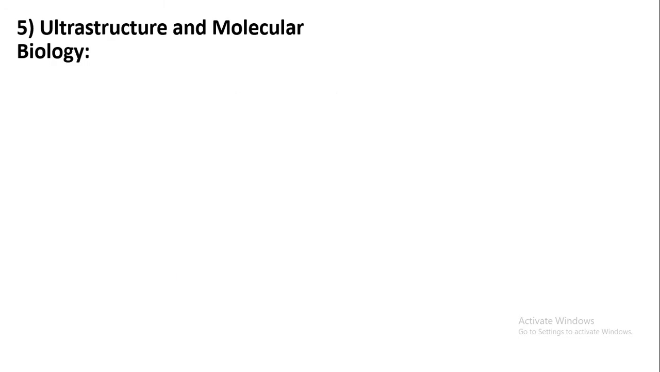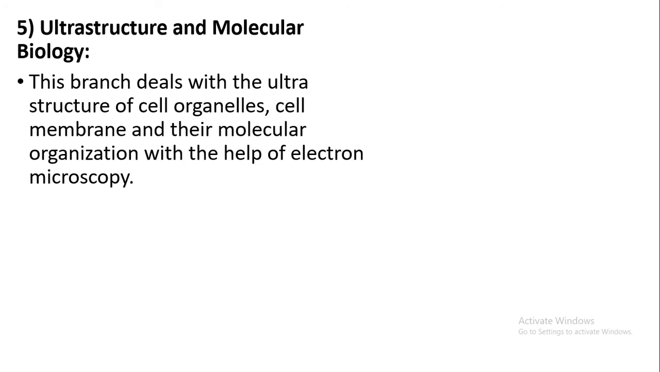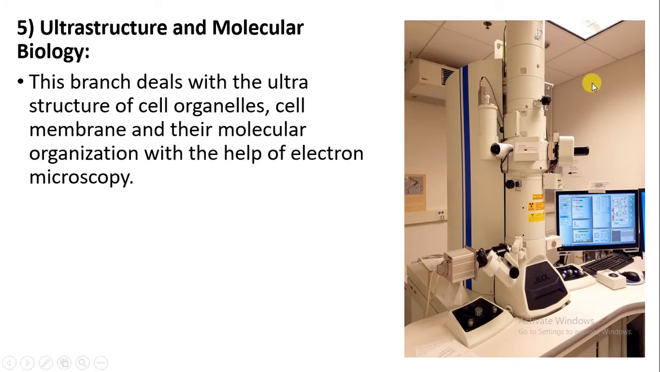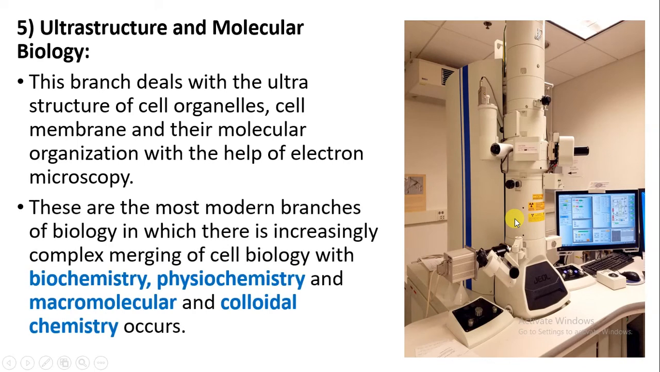Next is ultrastructure and molecular biology. It deals with the ultrastructure of cell organelles, like the endoplasmic reticulum, lysosome, and mitochondria: how exactly the structure of organelles inside a cell looks, how the cell membrane looks, how the plasma membrane appears, what its structure and composition are. We can study all this in molecular biology by using the electron microscope. The electron microscope helps to study all the organelles present inside a cell.